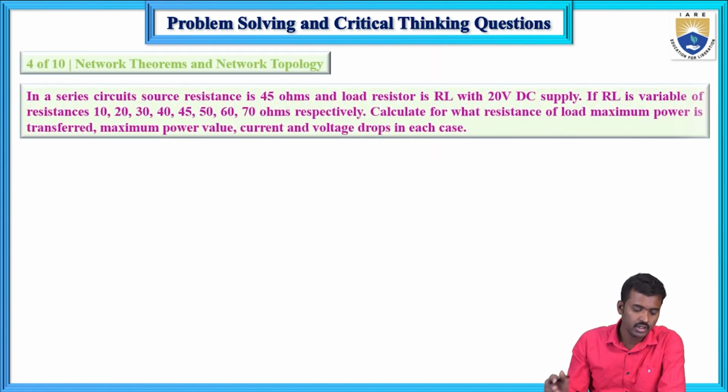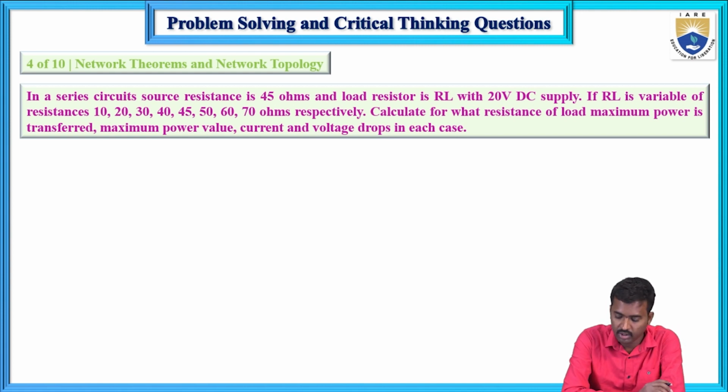Now the fourth question is a maximum power transfer theorem problem. In a series circuit, the source resistance is 45 ohms and the load resistance is RL, with a 20 volts DC supply. If RL is a variable resistance of 10, 20, 30, 40, 45, 50, 60, 70 ohms respectively.